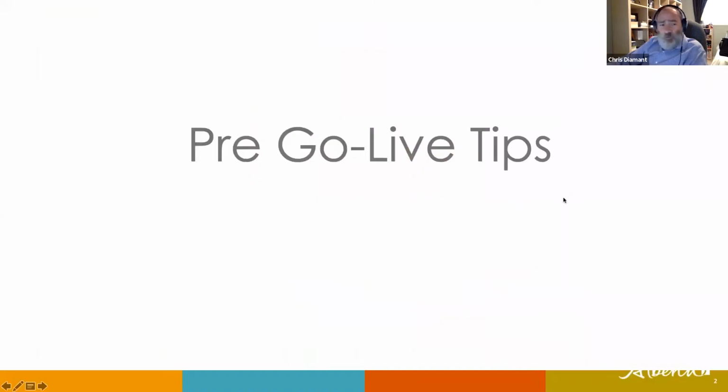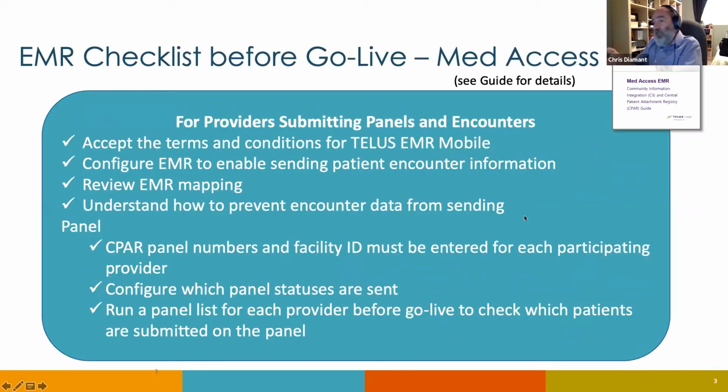There's some work to do in the EMR with CII-CPAR before you go live, and I'll go through that. It's quite easy, and nobody has any trouble with it, but you do have to set it up correctly before you get started. First thing that you need to do is to accept the terms and conditions for TELUS EMR Mobile. Many of you are probably already using it and have already done that, but if you haven't, it's as easy as going into settings and clicking a few things.